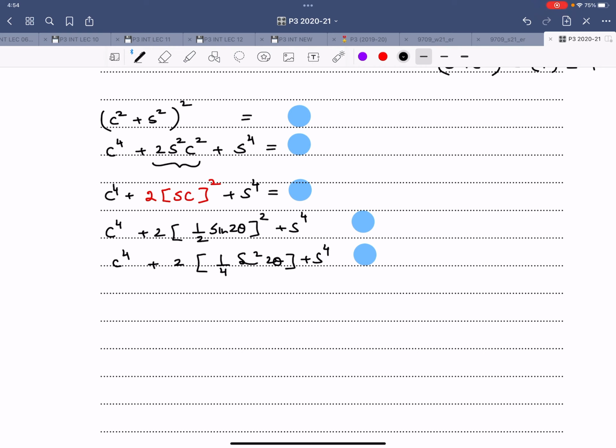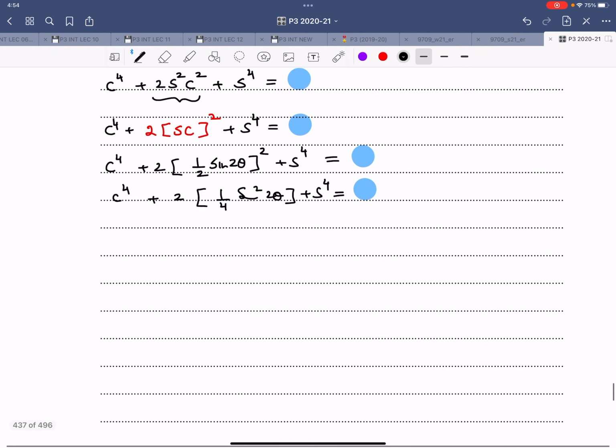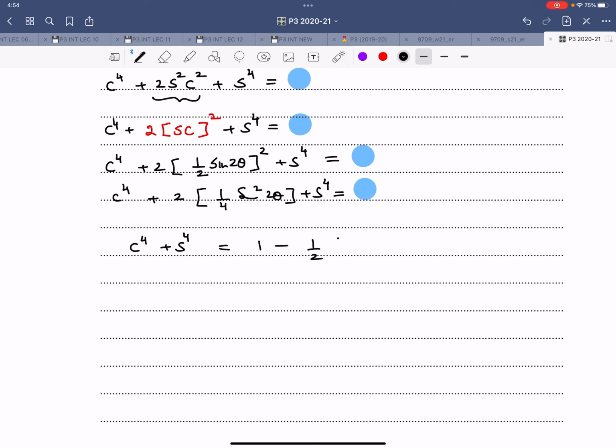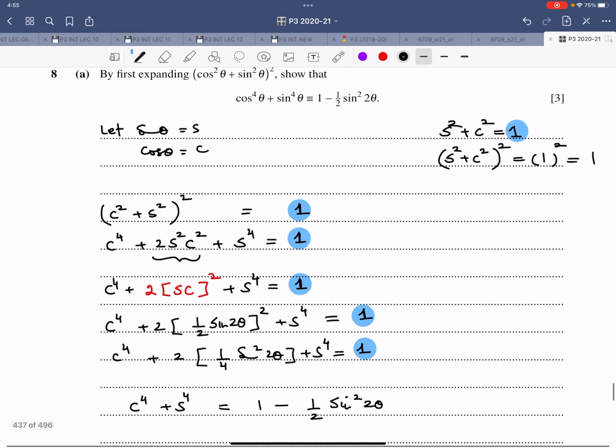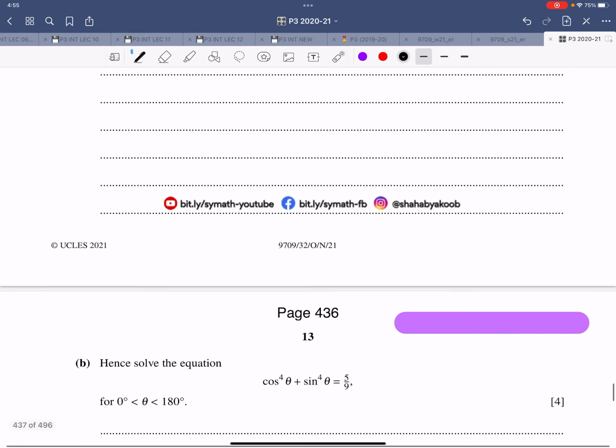So a similar question came a long time ago in the past papers. So therefore this is c4 plus s4 equals 1 minus half sine square 2 theta. This is 1. This is basically this one and this one and so on, like this. So now that is what you have proven. What does it say? Hence solve the equation.